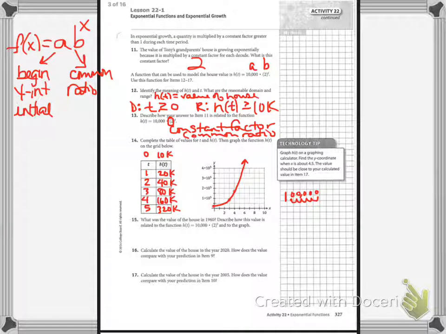All right, so what was the value in 1960? It was 10,000. Calculate the value in 2020, and how does the value compare to your prediction? They want us to actually use the calculator, so we're going to use the calculator on 17. In 2020, we said that it was 640.